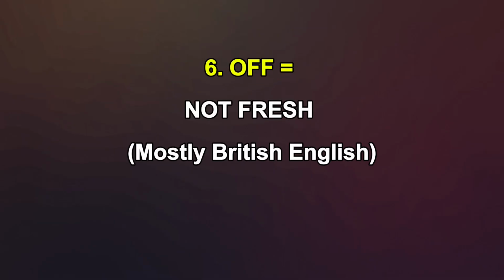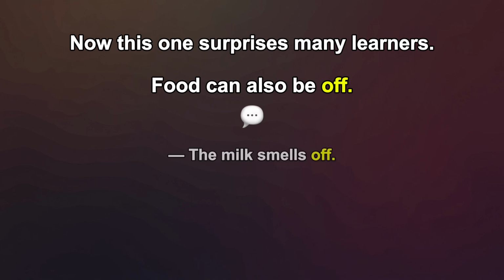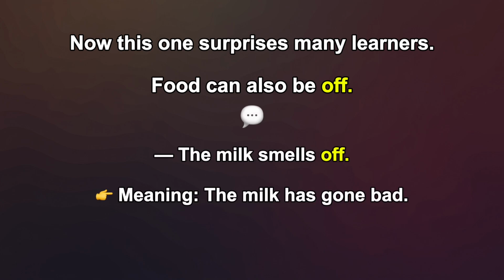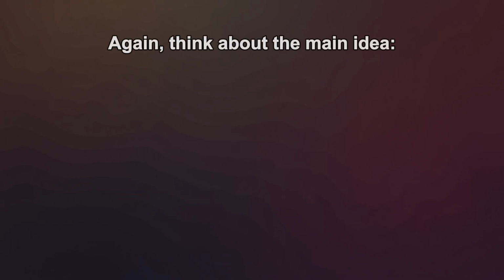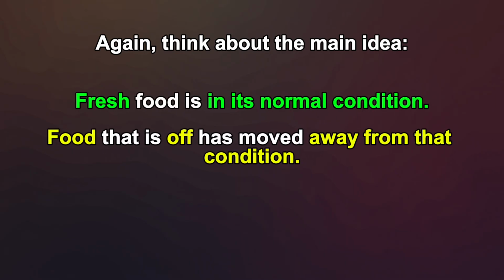Off equals not fresh. Now this one surprises many learners. Food can also be off. The milk smells off, meaning the milk has gone bad. Again, think about the main idea. Fresh food is in its normal condition. Food that is off has moved away from that condition.